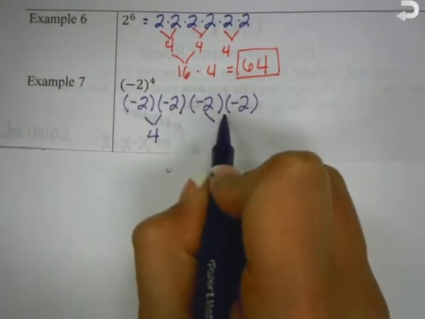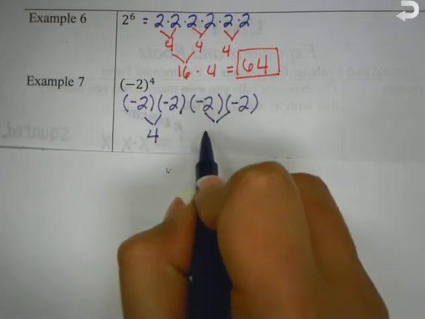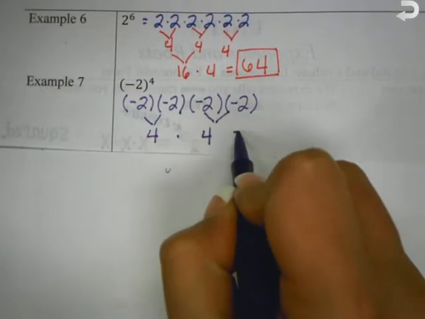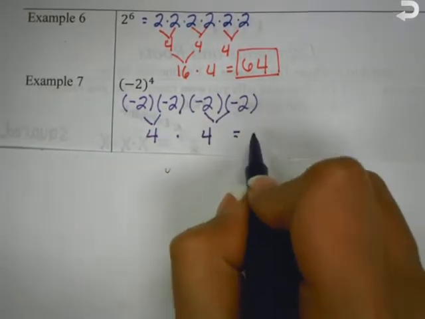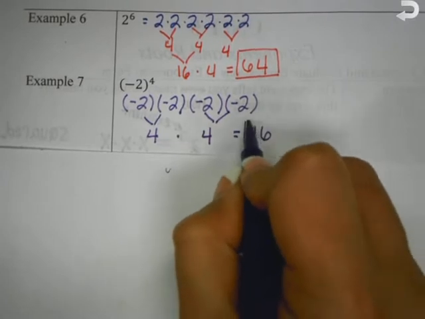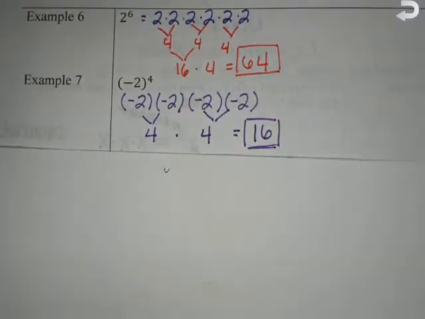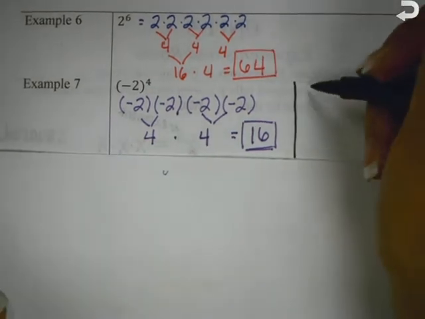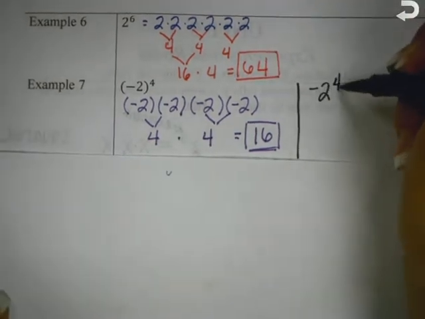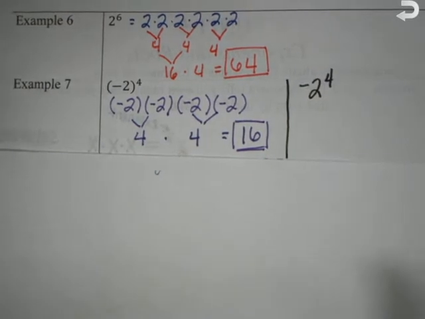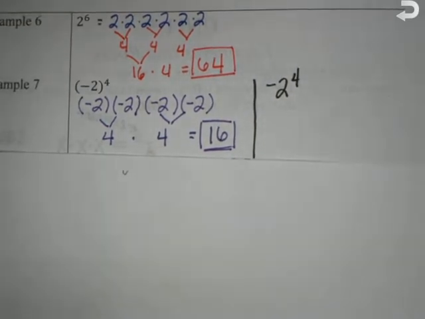Question for you. Here's your new problem. What do I do there? Is that the same or different? They are different. How is this different? What is the 4 attached to? The 2 only, right? Only the 2, not the negative. So what do we have?